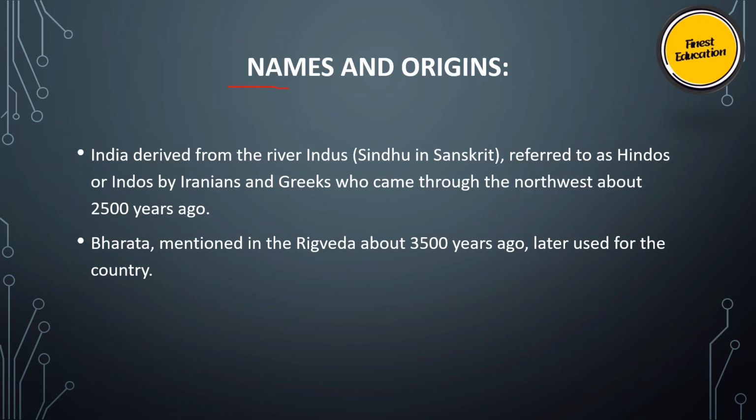Now let's discuss some important names and their origins. As you all know, we are all Indian and the name of our country is India. Let's try to understand how this word came into emergence. India has been derived from the river Indus, which we have already discussed, one of the important rivers that is presently flowing in Pakistan. Indus in Sanskrit was called Sindhu. Now this Sindhu was also referred to as Hindus or Indus by Iranian and Greek people who came to India around 2,500 years ago.